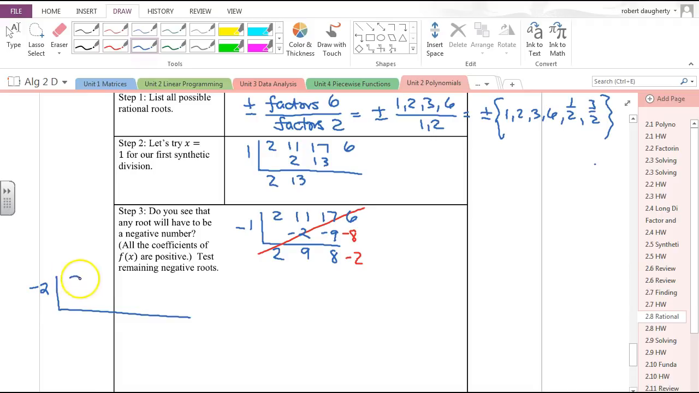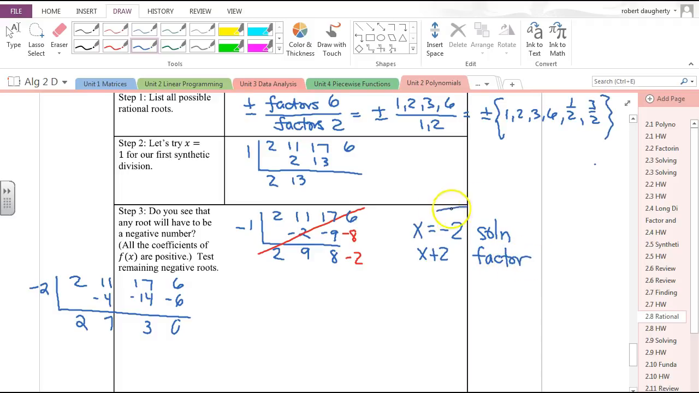So let's try -2, with 2, 11, 17, and 6. You bring the 2 down, multiply here and get -4. Add that to get 7. -2 times 7 is -14. Wake up, Kyle. 17 minus 14 is 3. -2 times 3 is -6. And the bells go off, ding, ding, ding. So we are successful. This means that what? X equals -2 is what? A solution. What's the factor? Yeah, x plus 2 is a factor.